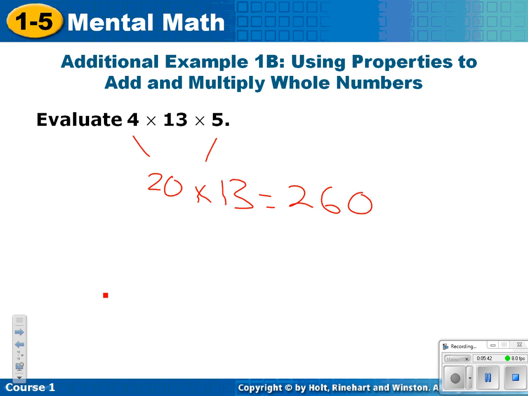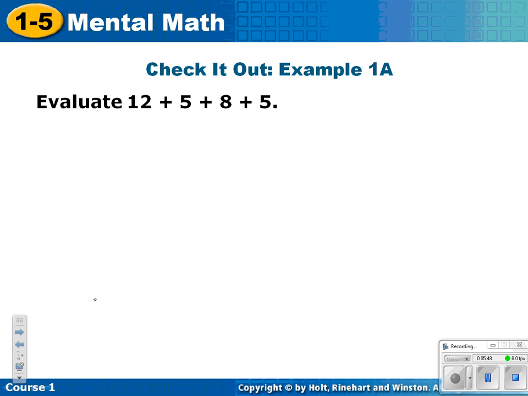Okay, so let's look at the next one. Somebody quickly answer this question. What's the answer? Kinsey. 30. Because Kinsey recognized that 12 and 8 is 20, and 5 and 5 is 10. Add those together, 30. Nice even numbers. Look for those groups. It's easy to do.